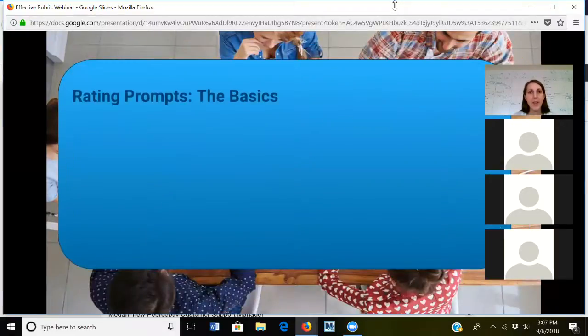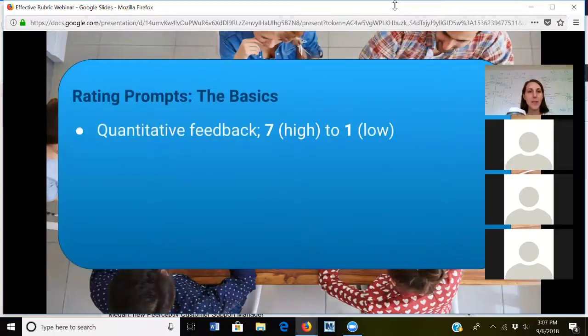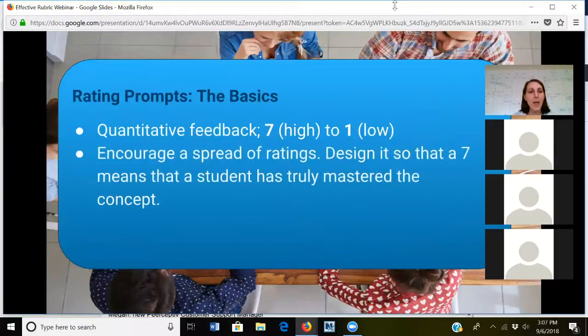All right. Then there's also the rating prompts. These are quantitative feedback. A 7 is high, a 1 is low. In your rubrics, you want to encourage a spread of ratings. So design it so that a 7 means a student has truly mastered the concept. Not a 7 equals kind of they have some basic understanding of it, but no, a 7 means they've truly mastered the concept.